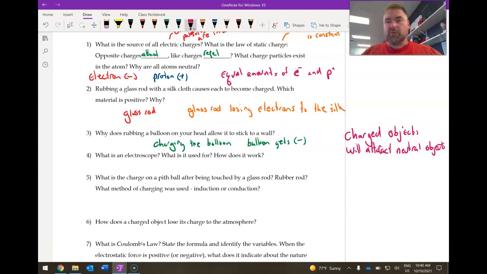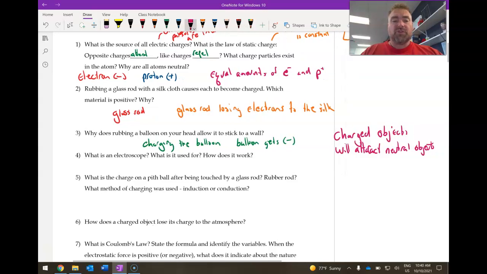That's because you can cause a realignment of the charges on the surface of the other object, so it's polarized. It's still basically neutral, but one side is positive and the other side is negative, and thus, since opposites attract, they attract each other. All right, number 4, what's an electroscope, what's it used for, and how does it work?